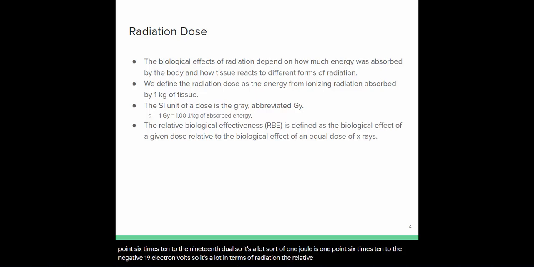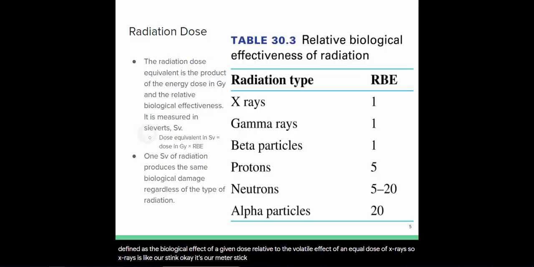The relative biological effectiveness, RBE, is defined as the biological effect of a given dose relative to the biological effect of an equal dose of X-rays. So X-rays are like our standard, okay? It's our meter standard, so to speak. So X-rays have a relative biological effectiveness of 1. It's defined to be 1. Gamma rays and beta typically are about 1 as well. You'll notice that protons have a biological effectiveness of 5, neutrons 5 to 20, and alpha particles are 20. So the most dangerous type of radiation is alpha particles, okay?